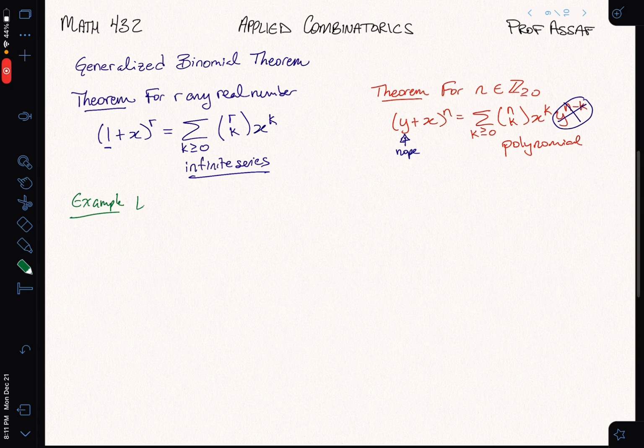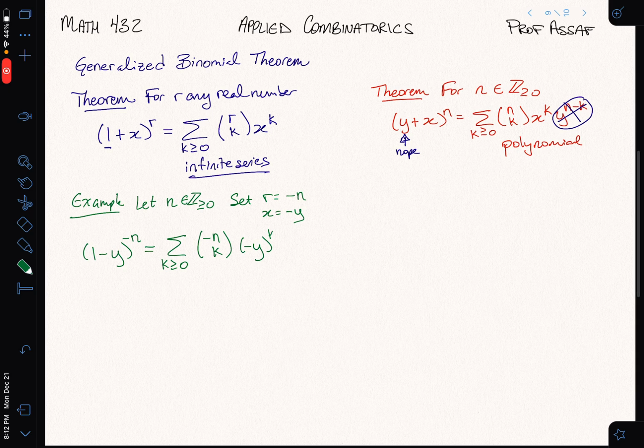I'm going to let n be a non-negative integer, and I'm going to set r equal to negative n. So I'm making r negative. And I'm going to let x equal negative y, just to kind of confuse things a little bit more. What do I get when I plug this into the generalized binomial theorem? I get 1 minus y to the minus n is equal to the sum from k greater than or equal to 0 of minus n choose k, minus y to the k.